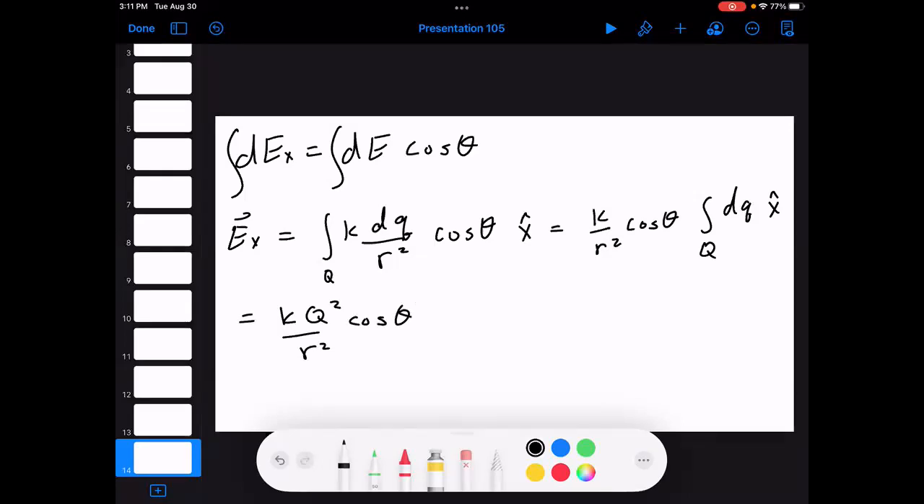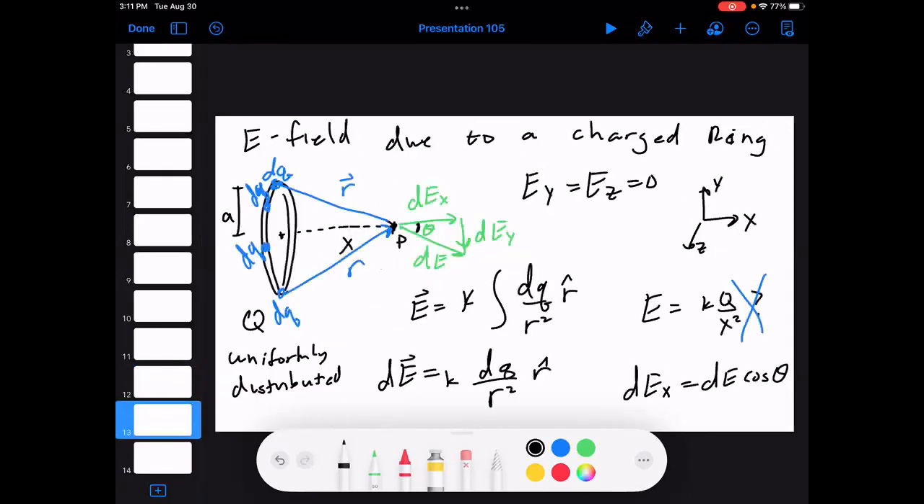Okay, this is all really good. And all we have to do now is go back to the beginning and say, okay, can we express this in terms of our knowns? Because theta actually wasn't one of our knowns, right? What our knowns were was x and a. Okay, so first off, r.